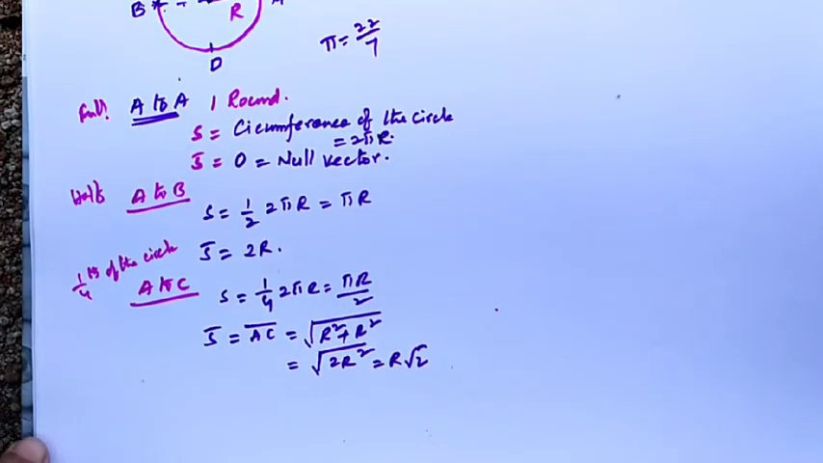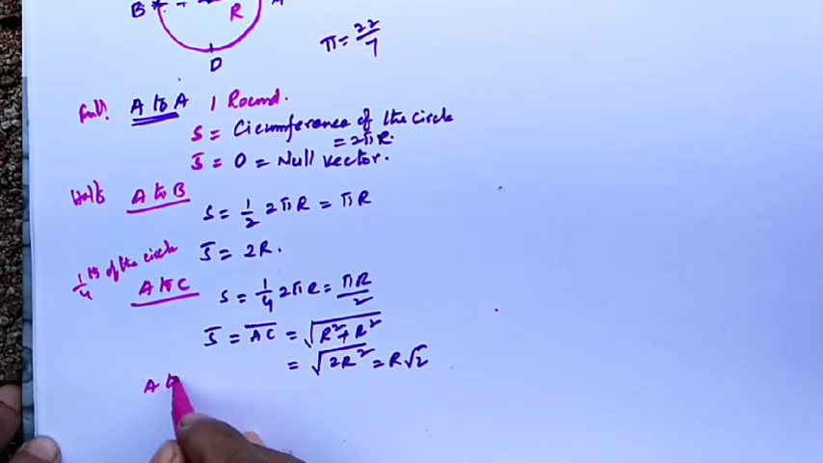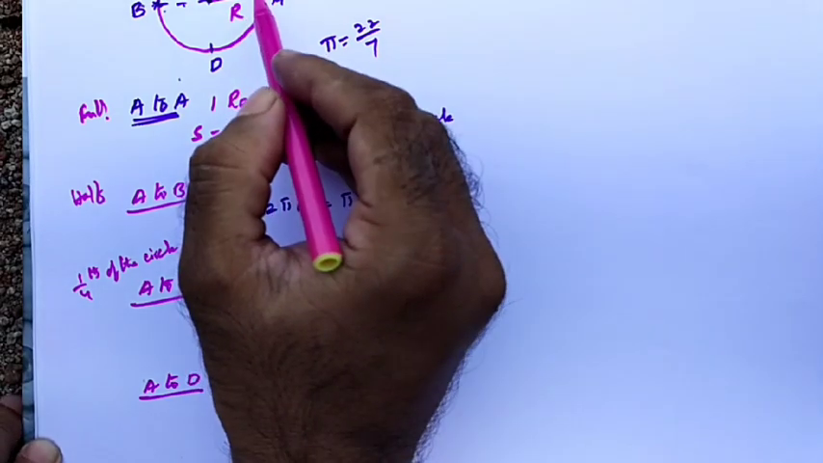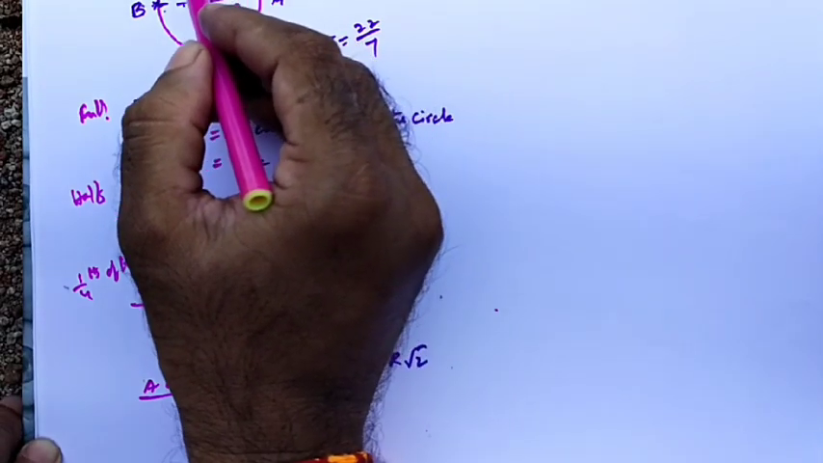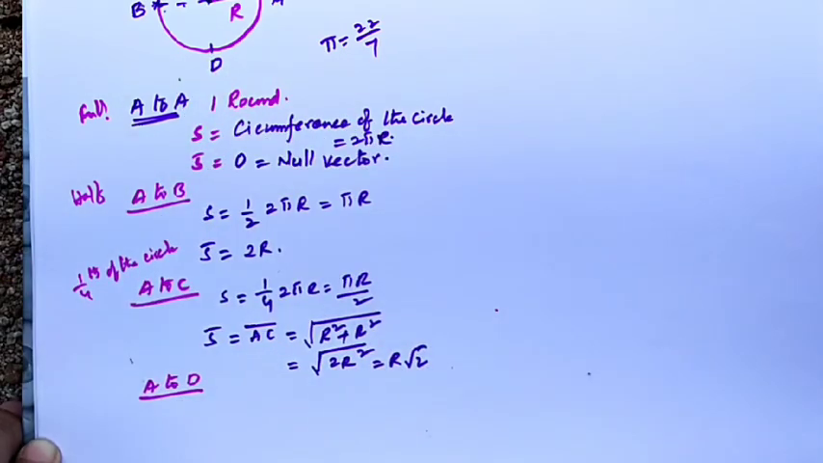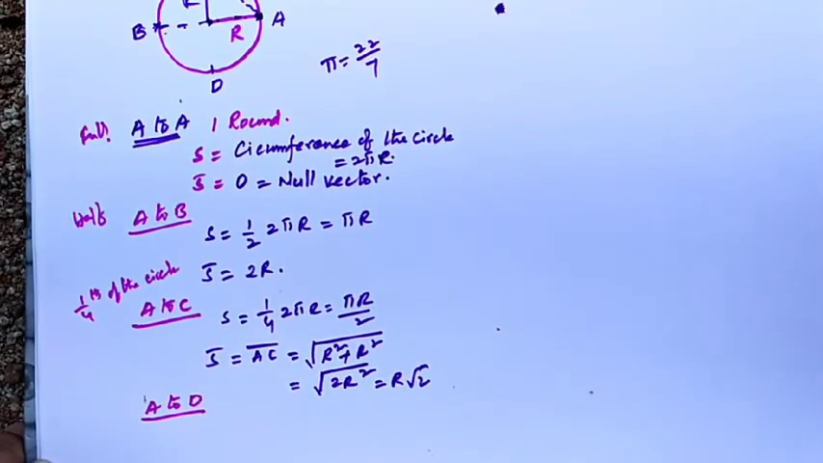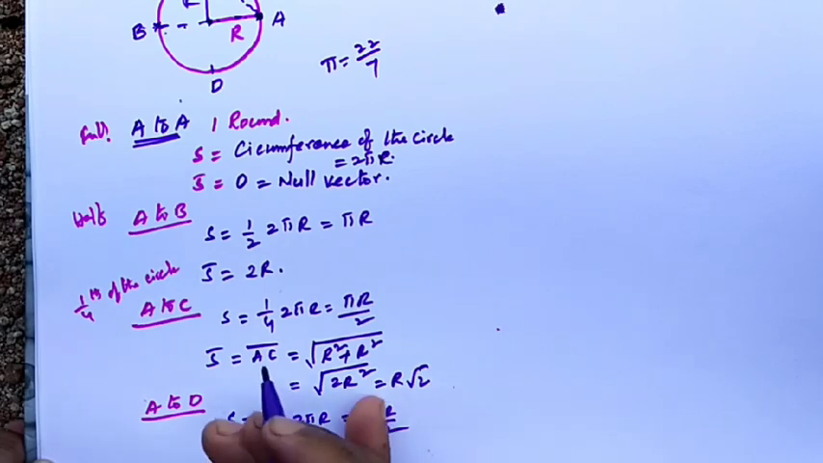Now see, the last case, it moves from A to D. From A it has started and moved up to D in the anti-clockwise direction. Now let us see the distance. It covers 3/4 of the circle, so 3/4 of 2 pi r, that is 3 pi r by 2. Right, very good.